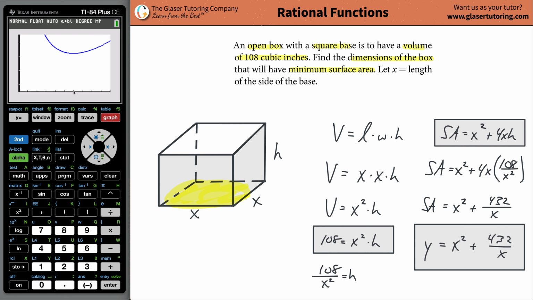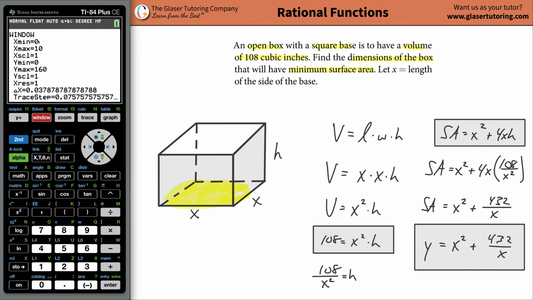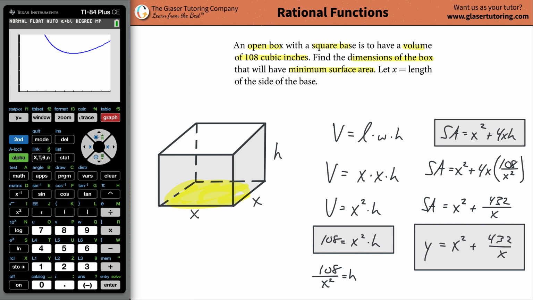It looks like it's almost going to be at 6, right? Each one of these tick marks now represents a unit of 1, because I went from 0 to 10 and my x scale was 1. So every tick mark represents 1. It looks like I'm around 6, but I can calculate that exactly now.